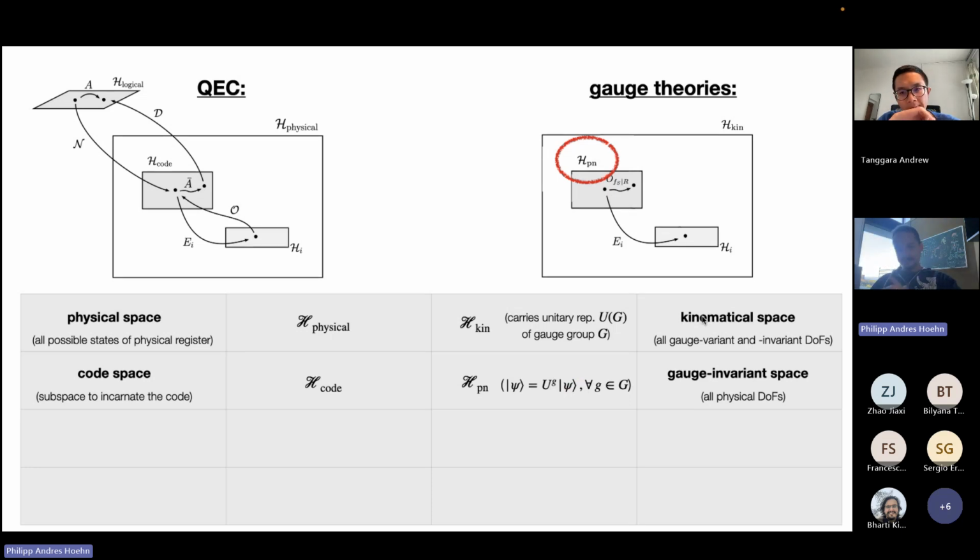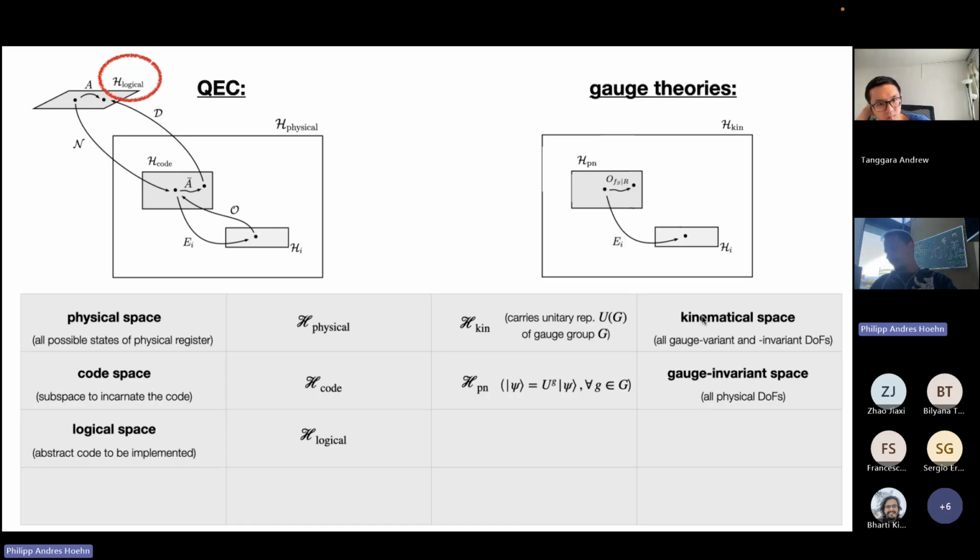For the moment, I'm just going to tell you the ingredients of the Hilbert spaces here, and then we're going to talk about the maps. And then, sometimes in the literature, these logical spaces are considered separately, which you can think of as the abstract code without the redundancy that you want to encode in your physical register. And here now the question is, on the gauge theory side, what would be the analog of that? This is something that one usually doesn't think about on the gauge theory side. So one of the questions is, what is that actually?